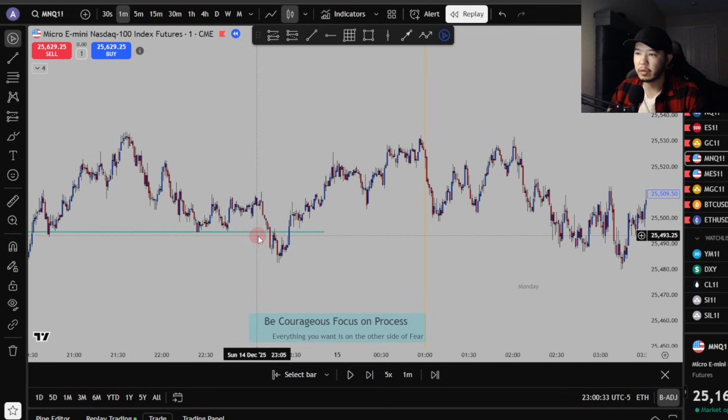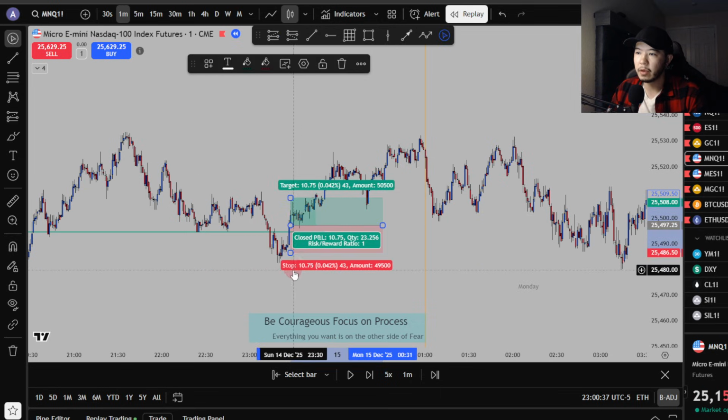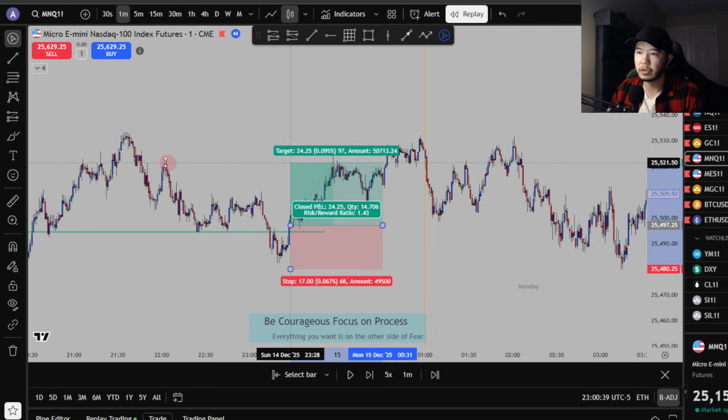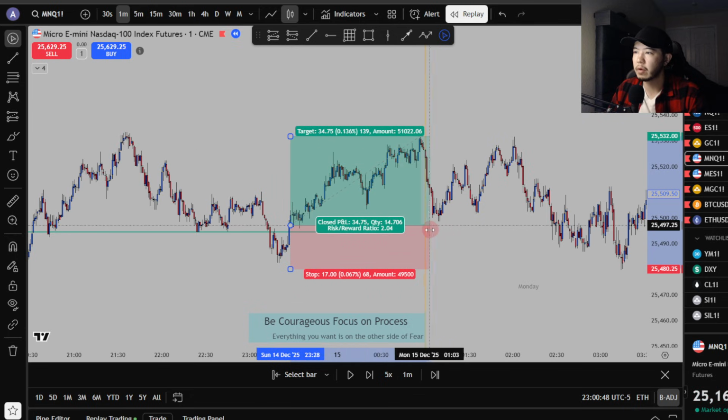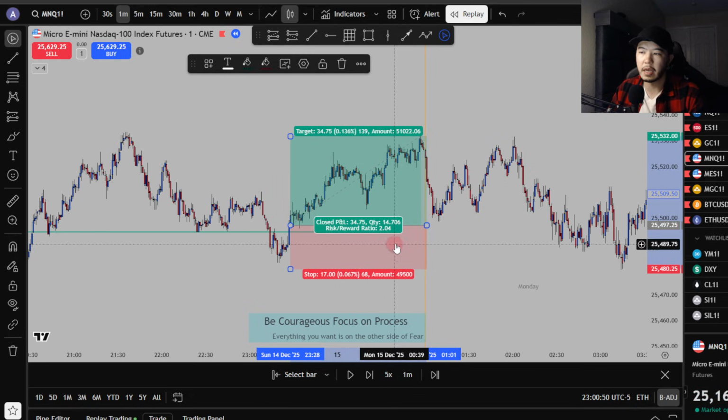Wait for it. We close above it. Flip this candle. You enter here, stop loss here, and you just target the most recent swing high, or this one or this one. Both of them, go ahead. That one, go ahead. That one, go ahead. There you go. Boom. Just like that.